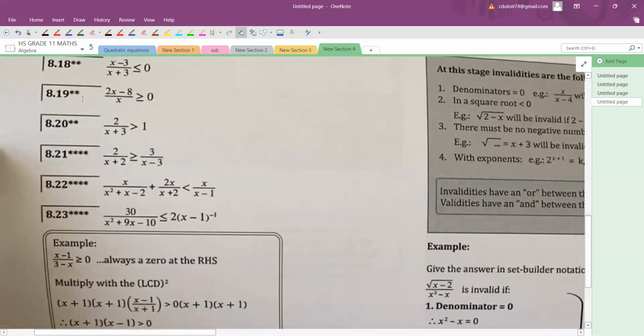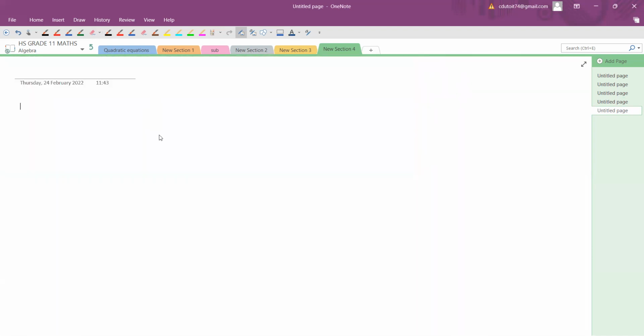Let's do this difficult one. This 8.21. Yeah, I don't know, Amira. Look, anything with fractions is just weird. No, it's just one value on top of another. Think about it that way.